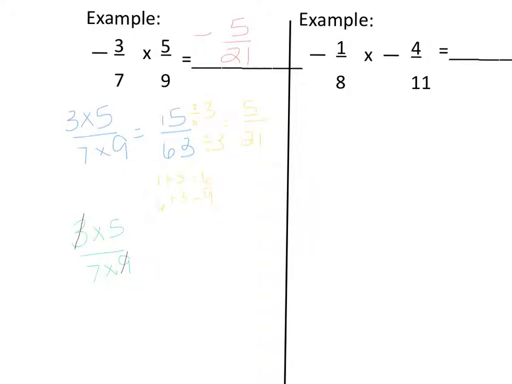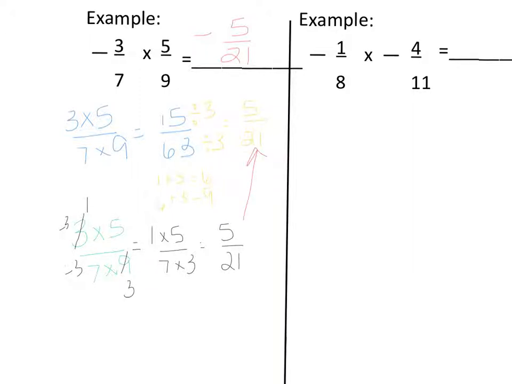We can simplify 3 and 9 by 3. So I'm dividing both of them by 3. 3 goes into 3 one time, and 3 goes into 9 3 times. So now we're saying 1 times 5 over 7 times 3. Notice when we do this, we end up with 5 over 21, which is what we ended up with before.